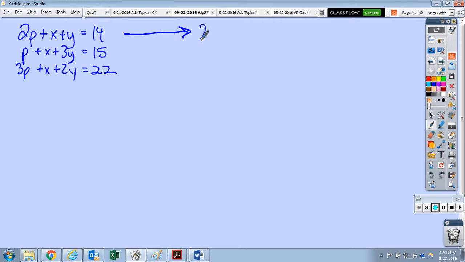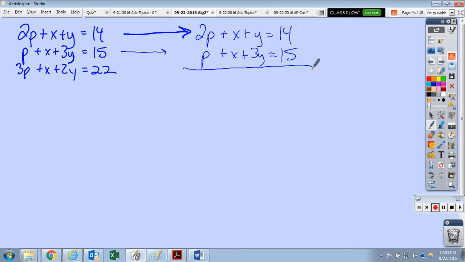So let's go with, we have 2p plus x plus y equals 14. Did anyone finish this problem, by the way? No? Okay, so we'll see what we got here. Let's pull this guy over. And I have p plus x plus 3y is equal to 15. So, take these two, and if I'm going to subtract all the components, I need to be careful with the parentheses around it.